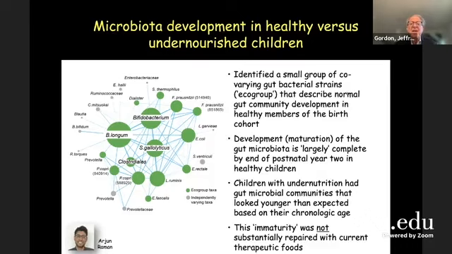And this immaturity, if I can call it that, was not substantially repaired by currently used therapeutic foods. Of course, none of these foods were developed based on a consideration of the developmental biology of the gut microbiota. So in a sense, these children had a persistent developmental abnormality affecting one of their organs. In this particular case, that organ I'll refer to is a microbial organ, the microbiota.